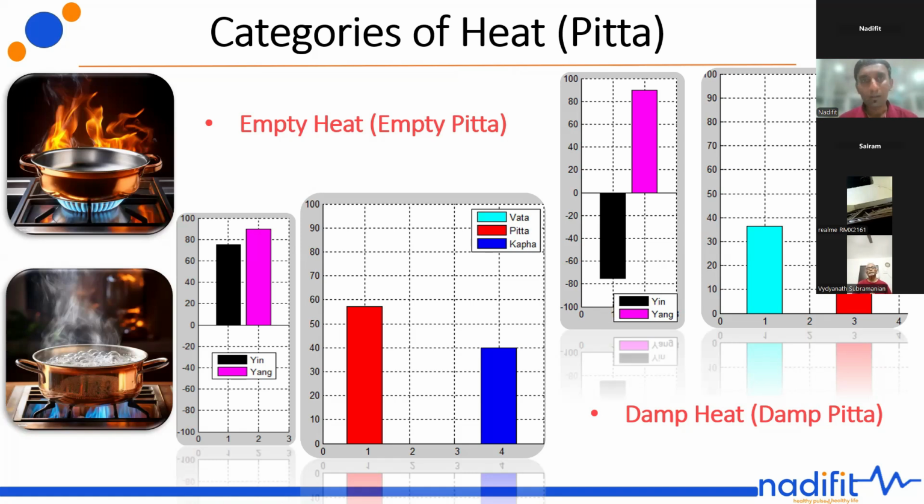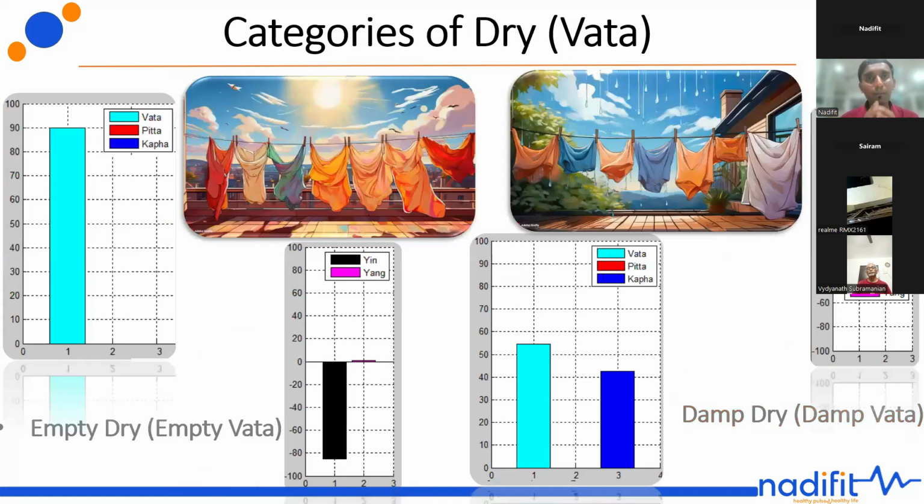Now, if we look into the categories of dryness, I mean the vata, again we try to derive into two different categories. We call it as empty vata and the damp vata. Or in Ayurveda, we call it as pure vata. There is nothing in that. Pure, complete vata.